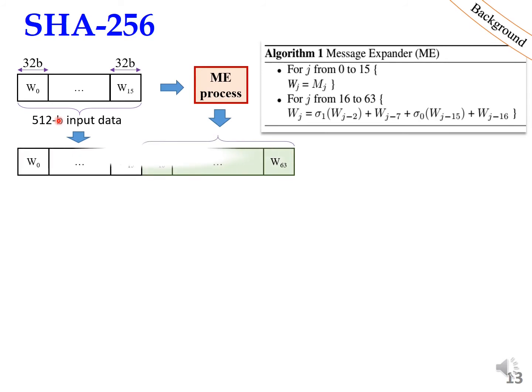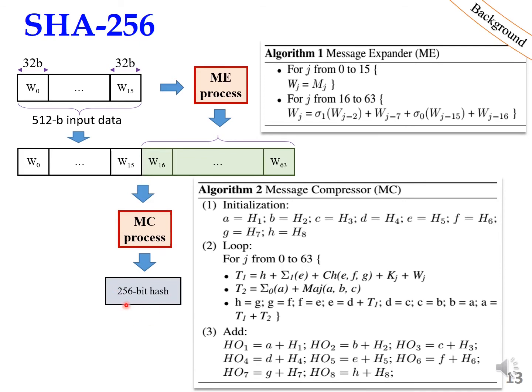And this slide explains the detail of calculation inside each SHA-256 circuit. The 512-bit input data are divided into 16 words of 32-bit data, denoted as W0 to W15. And from this input, the message expander process, or ME process, will calculate the words from W16 to W63. And finally, we have 64 words of 32-bit data. And from this data, the MC process will make the calculation to find the final hash value. And algorithm 1 and algorithm 2 respectively show the algorithm of the ME and MC process. And both processes repeat the calculation 64 times, 64 loops.